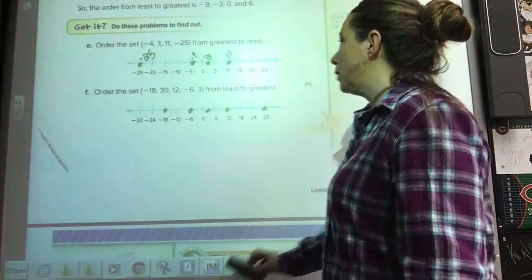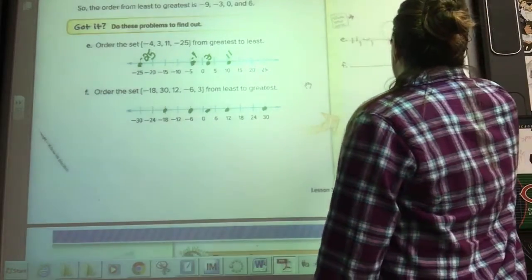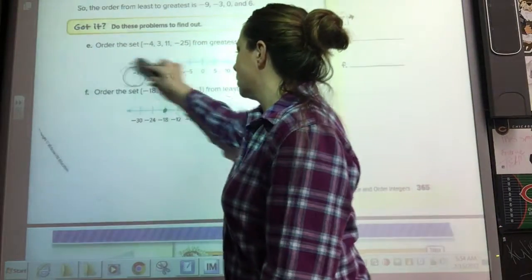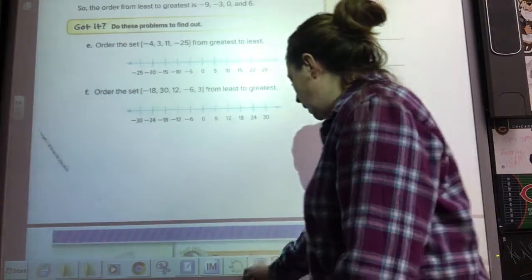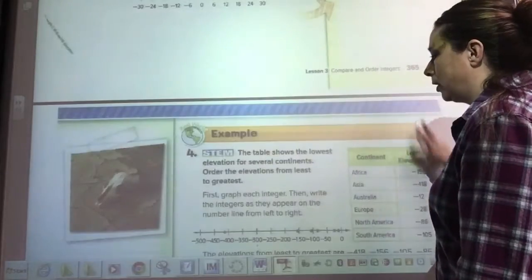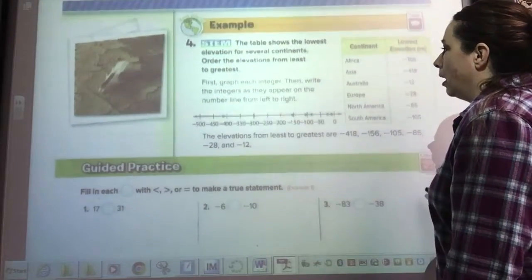All right, hopefully you don't have any questions and this didn't go too fast for you. I know I'm kind of cruising through it, but I know that you guys already know how to plot numbers on a number line, and since the number lines were given to you, I want to just kind of move right along.